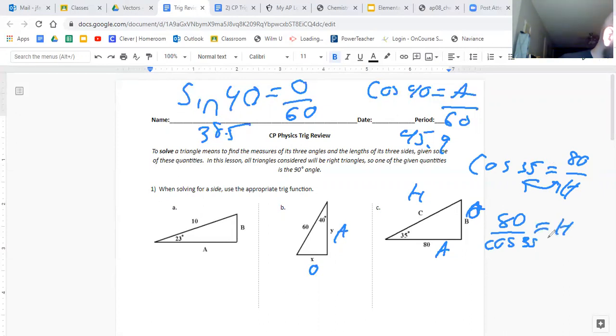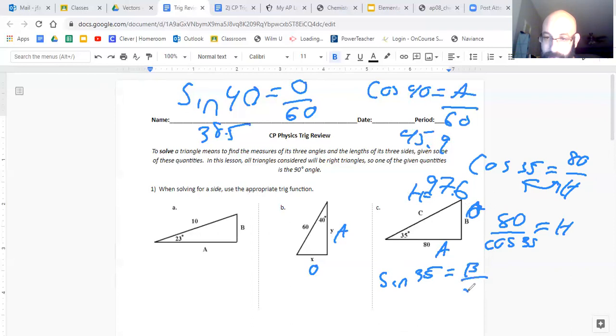And when we solve, we get 97.6. And then the height, for the opposite side, that's sine 35. And we actually do opposite, which is B, over hypotenuse, which we just found, 97.6. Right, and you get 55.9. You can make this 56 if you wanted to. Right, so that's the first three.